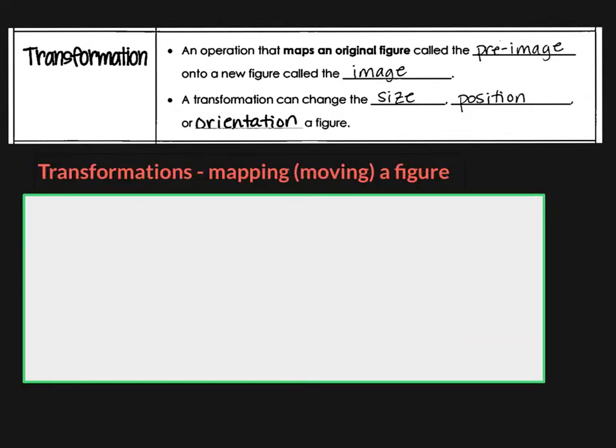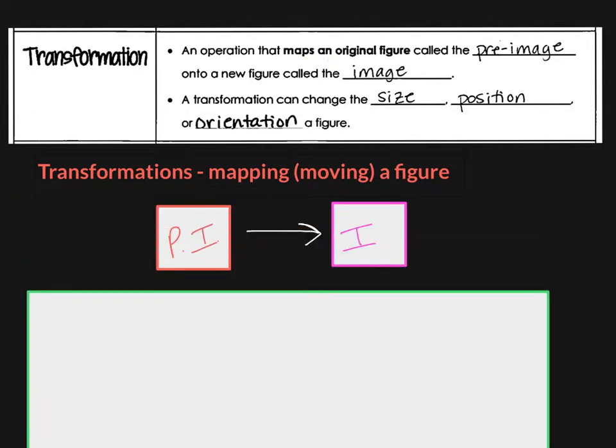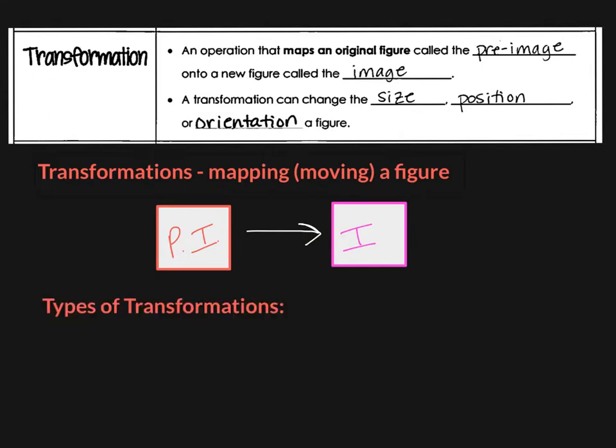Our transformation review, again, is a mapping or moving of a figure. Okay, that's what that mapping piece up here refers to. Mapping is just a moving of a figure. So here is our preimage, and we're mapping it to a new place called the image. There are a variety of transformations, and we've already talked about one of them.